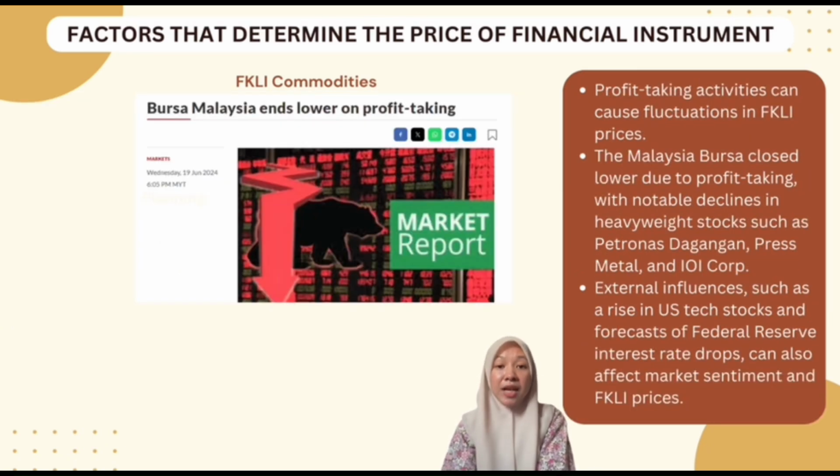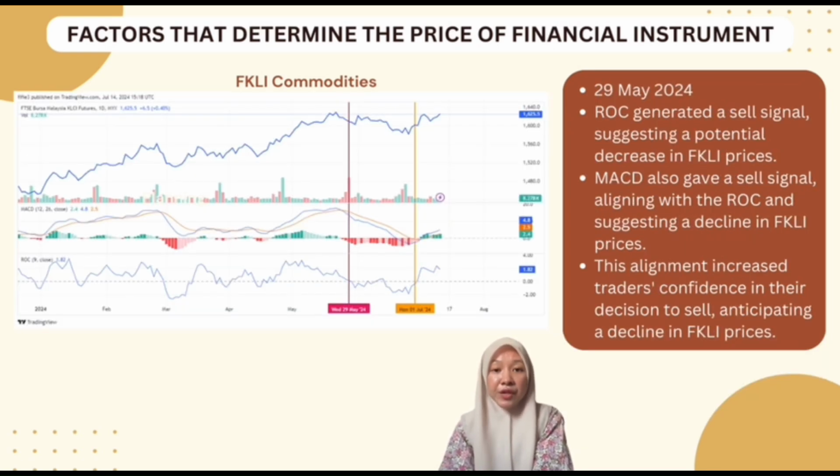Here the article says Bursa Malaysia ended lower on profit taking, as this profit taking activity can cause fluctuation in FKLI price. For example, Bursa Malaysia closed lower due to profit taking, with notable decline in heavyweight stocks such as Petronas Dagangan, Press Metal and IOI Corp. External influence such as a rise in US tech stock and forecast of Federal Reserve interest rate drop can also affect market sentiment and FKLI price. This alignment increased traders' confidence in their decision to sell, anticipating a decline in FKLI price.